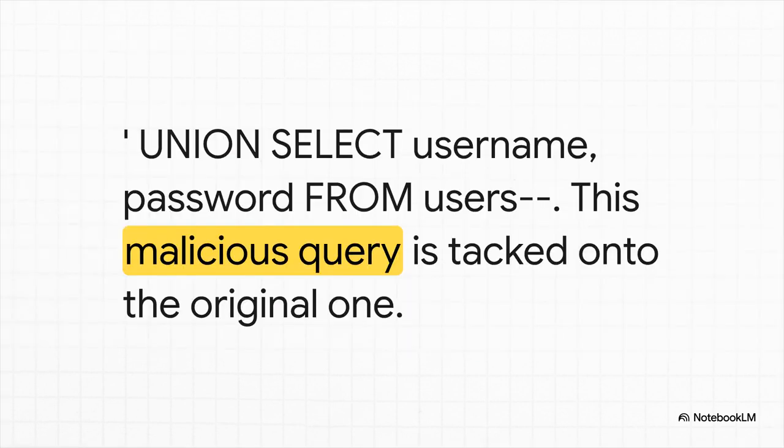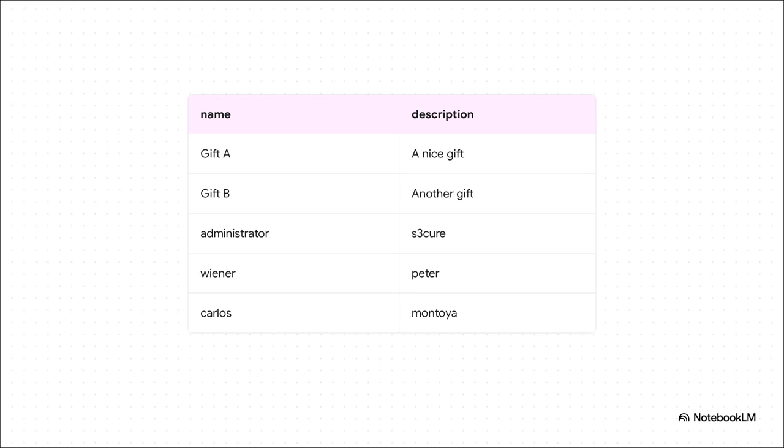The magic number is 2. And now that the attacker knows the structure, they can build their final payload. They inject a new command that basically tells the database, hey, sure, go ahead and get me that list of gifts, but also union that with all the usernames and all the passwords from the user's table. And here's the catastrophic result.